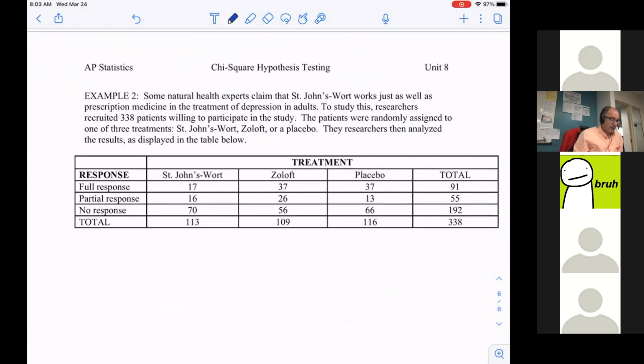All right. So some natural health experts claim that St. John's wort works as well as a prescription medicine in the treatment of depression for adults. To study this, researchers recruited 338 patients willing to participate in the study. The patients were randomly assigned to one of 3 treatments: St. John's wort, Zoloft, or a placebo. The researchers then analyzed the results in the display below.